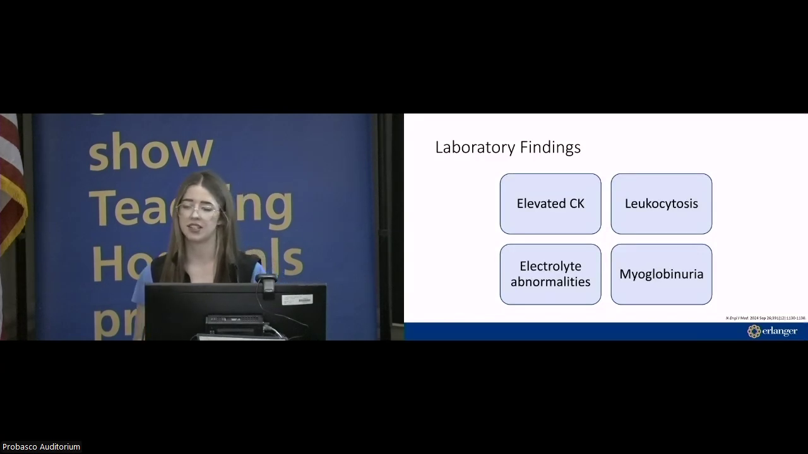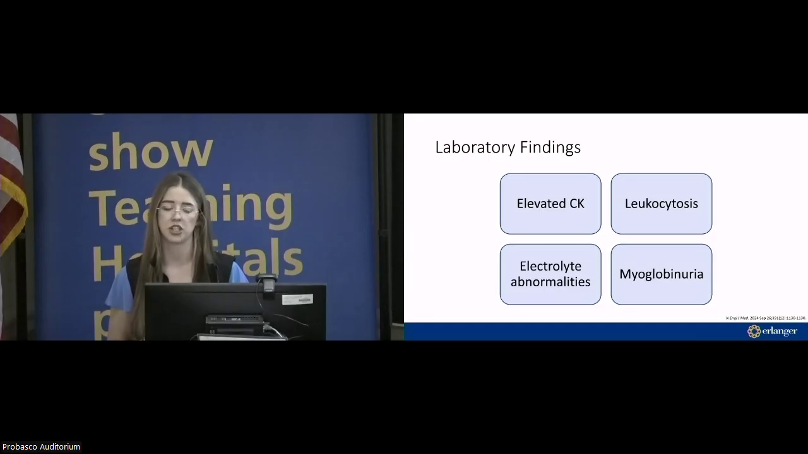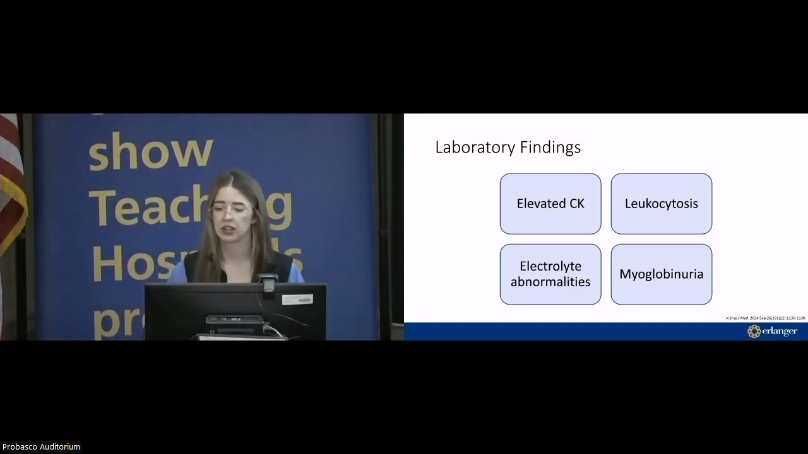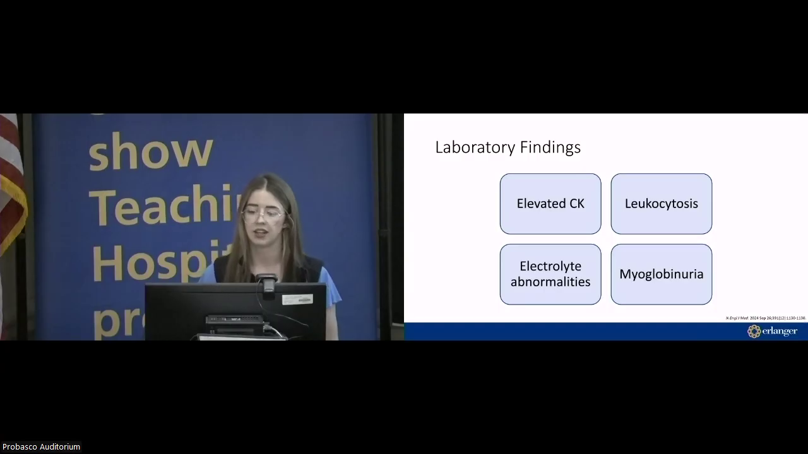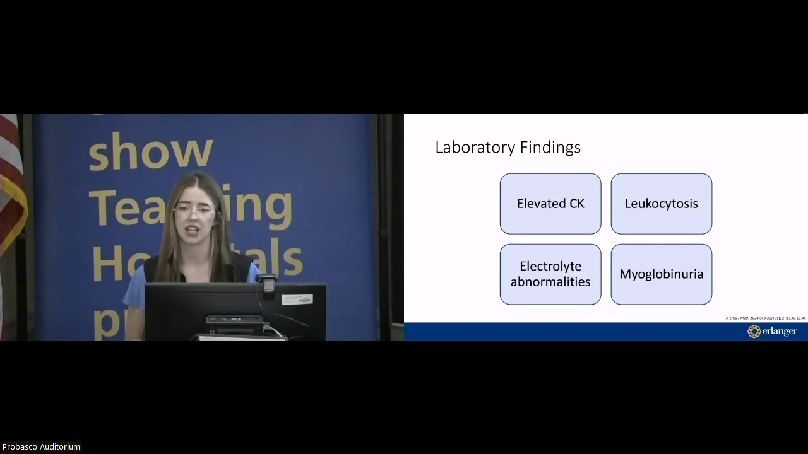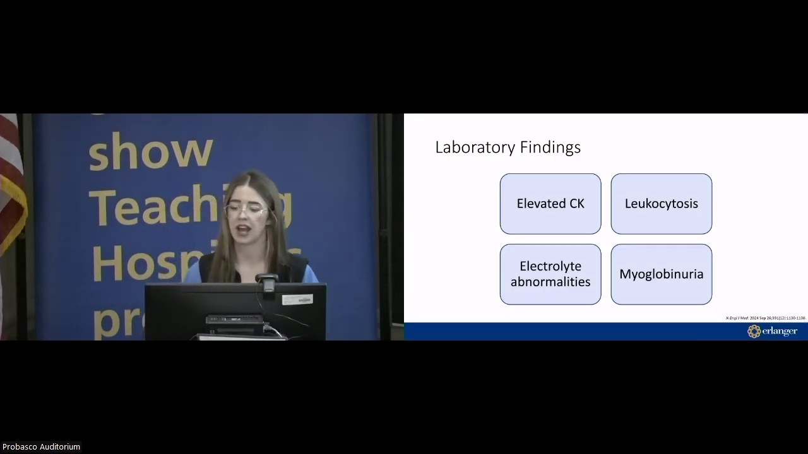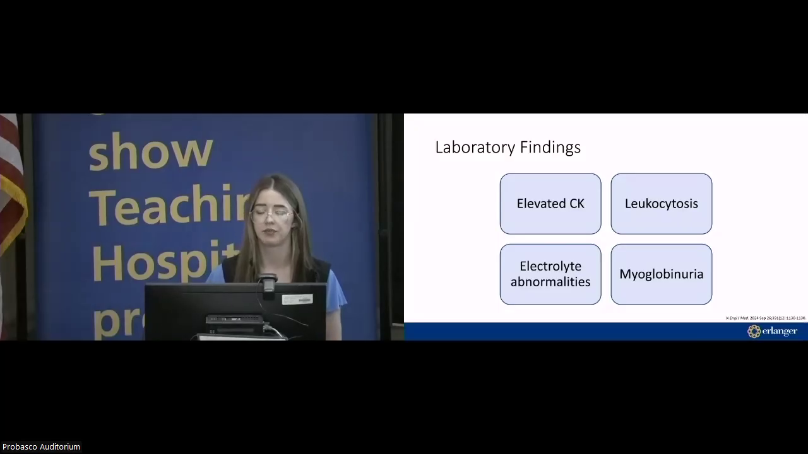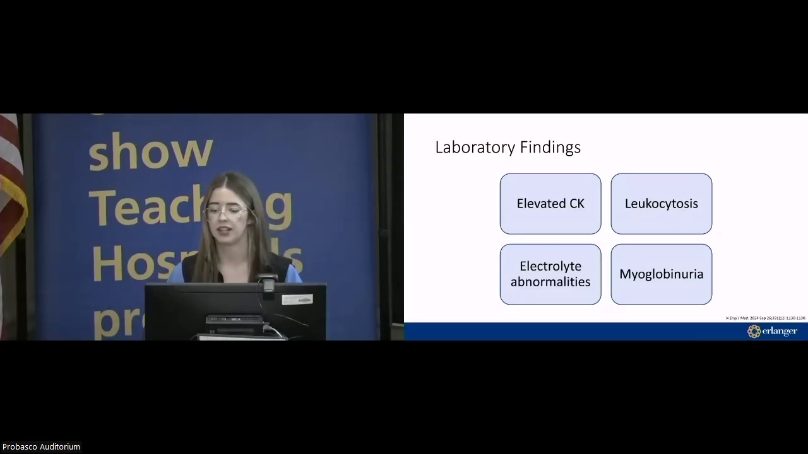Laboratory abnormalities in NMS largely reflect the muscle breakdown and systemic inflammation. So your CK is typically elevated and can be markedly high. Leukocytosis is common and it can be misleading as it may suggest infection. Electrolyte abnormalities, particularly hyperkalemia, may occur due to the muscle breakdown. And myoglobinuria is another clue pointing towards significant muscle injury.